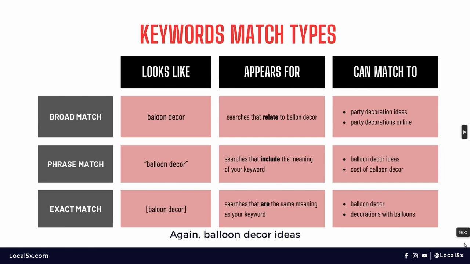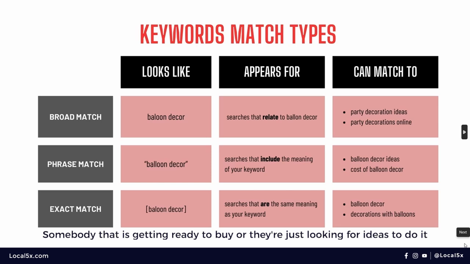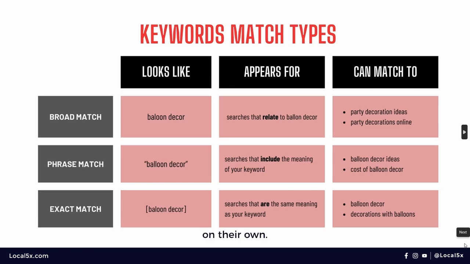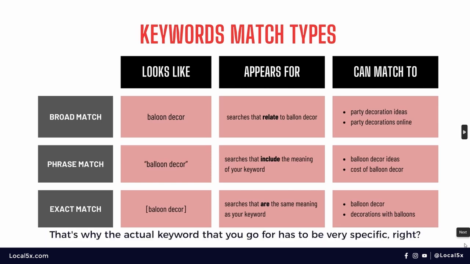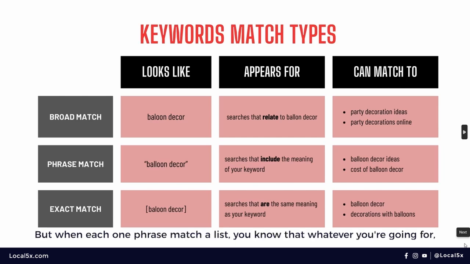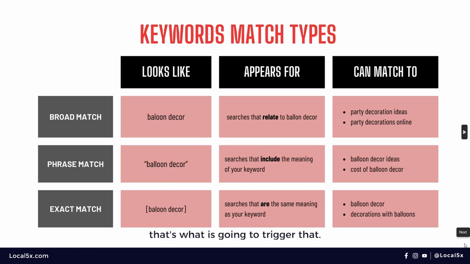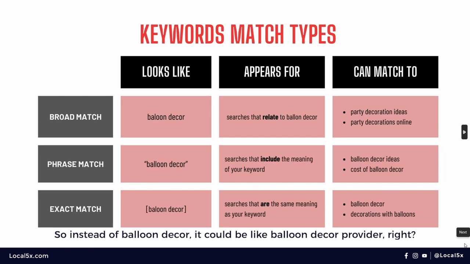Again, for balloon decor ideas, you have a 50-50 chance, right? Somebody that is getting ready to buy or they're just looking for ideas to do it on their own. That's why the actual keyword that you go for has to be very specific, right? But when it's on phrase match, at least you know that whatever you're going for, that's what is going to trigger the ad. So instead of balloon decor, it could be balloon decor provider, right? Or corporate event balloon decor, phrase match. If you do broad match, it could be anything related to that.